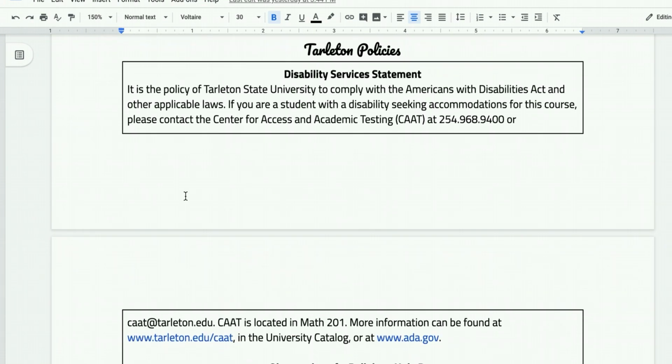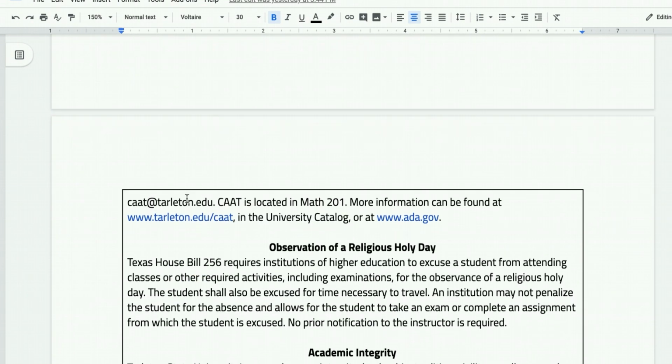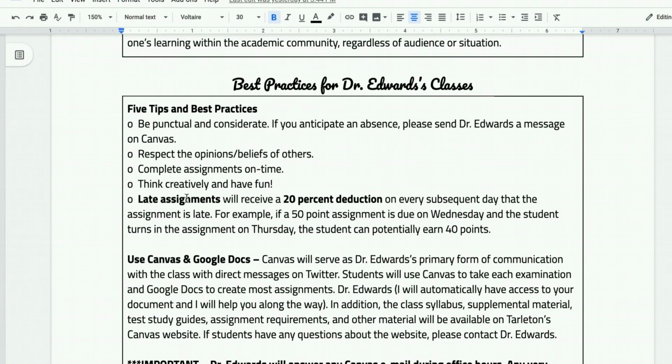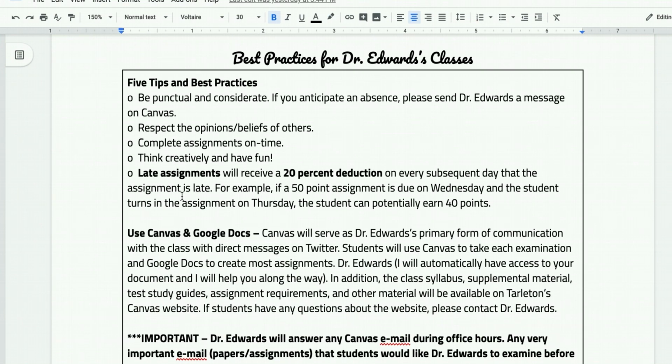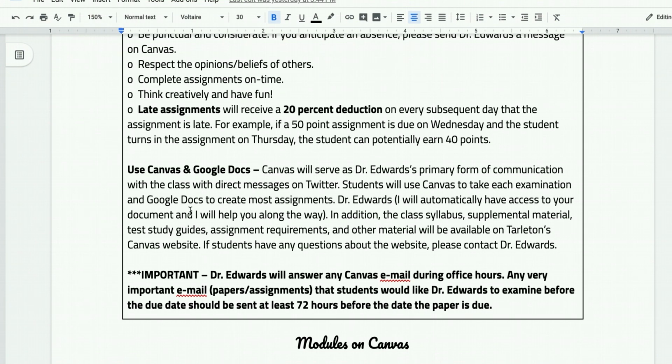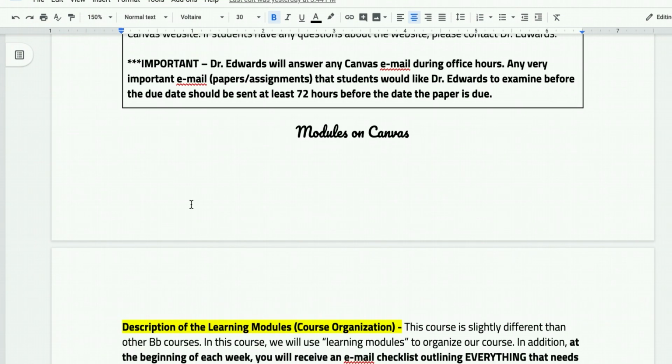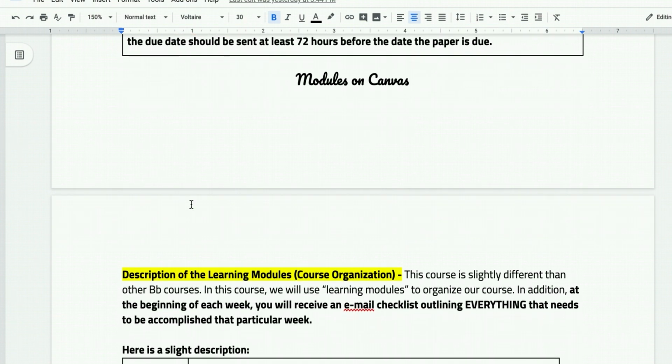Okay, moving along, we have the Tarleton policies. And we also have the best practices for my class. So be punctual, be considerate, have fun. It's going to be a great class. Also use Canvas, use Google Docs, because that is where all of the pertinent information will be housed. And also we have the modules on Canvas.